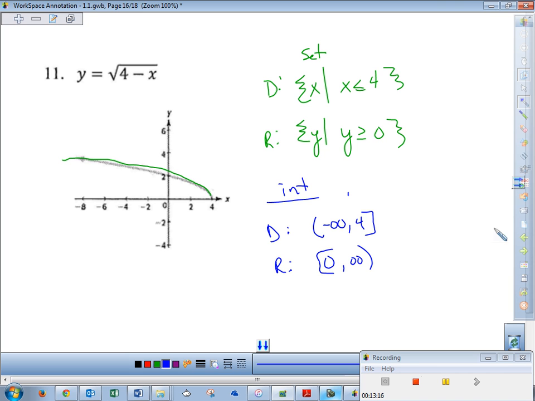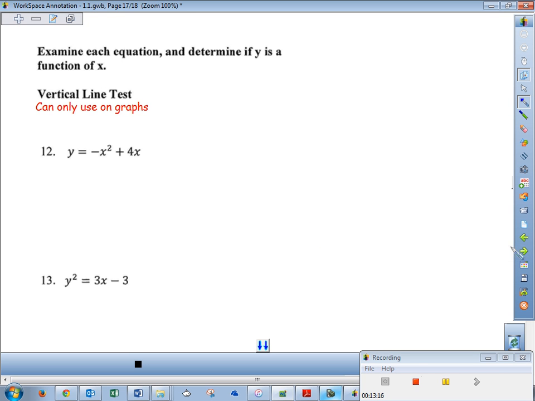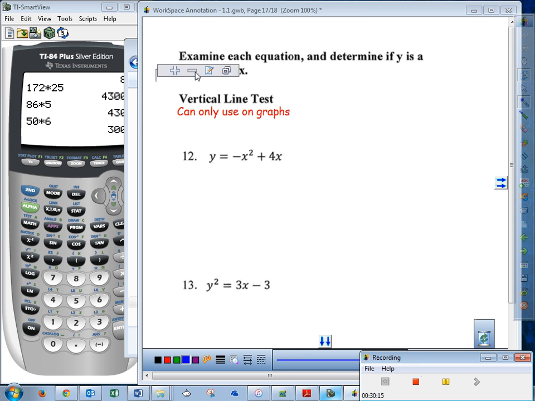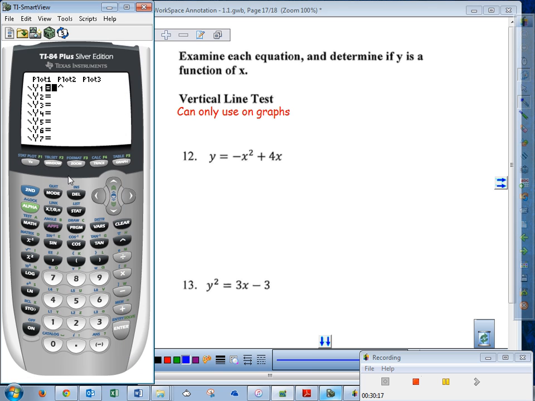Function. You can also tell if something's a function by using the vertical line test, but the only thing you can do the vertical line test with is a graph, correct? So, graphing calculator time. What we'll do is graph it on our calculator. You go to y equals, clear all that stuff out, negative x squared plus 4x. Can you preview it and realize it's a parabola? Because what's the highest degree that you see right there? 2. Zoom 6 is how you get to that standard window.